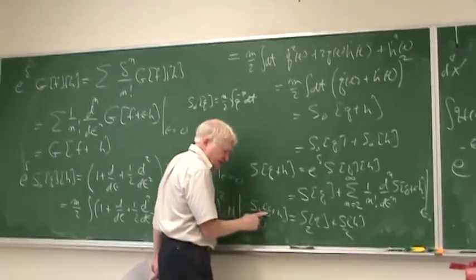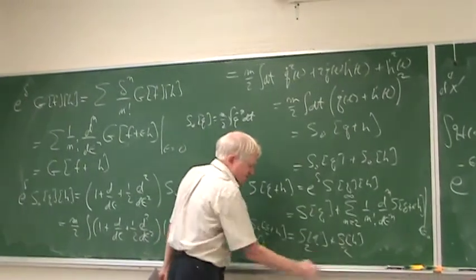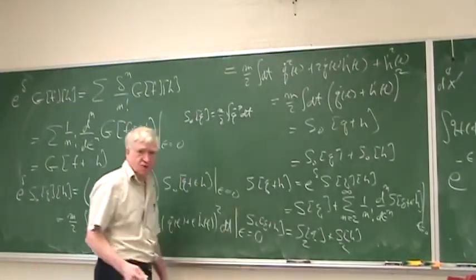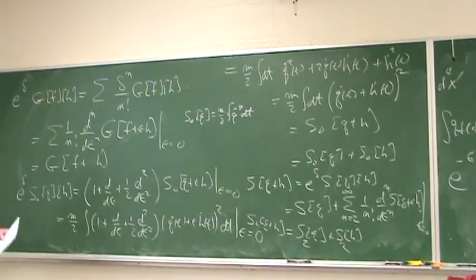So if Q is stationary, then S of Q plus H is the sum of these two. Of course, if Q is not stationary, then this equation is not true, because the linear term doesn't go away.